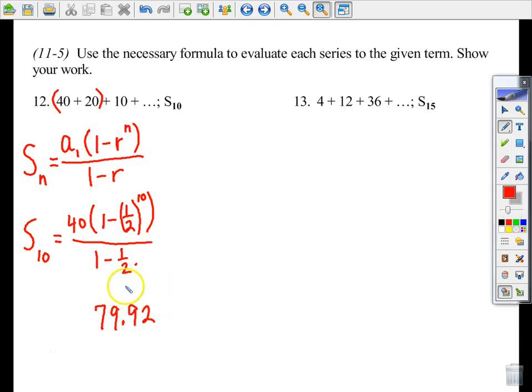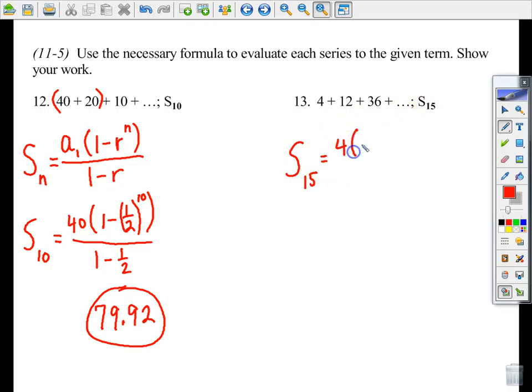79.92. So make sure that you can use your calculator properly to come up with this number. All right, let's try this one. It's also a geometric series. This time the ratio is 3. I'm multiplying by 3 each time to get from one term to the next. 12 divided by 4 is 3. 36 divided by 12 is 3. You get the idea. So let's find the sum of the first 15 terms of this series.